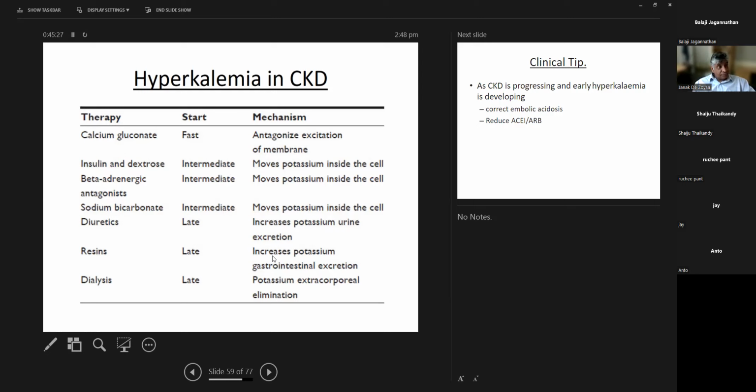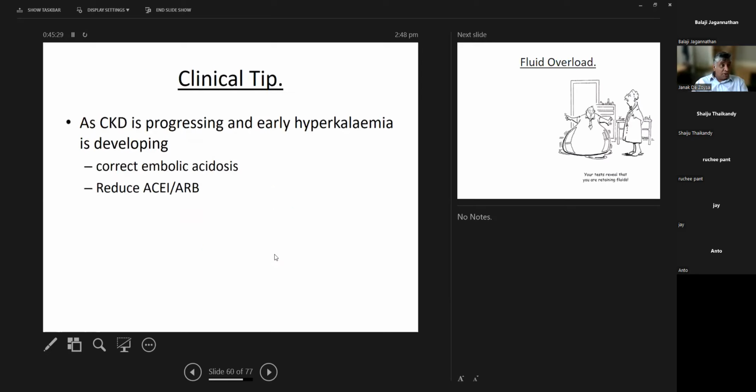So key tip, as chronic kidney disease progresses, you start to get early hyperkalemia. And the first thing we want to do is correct metabolic acidosis, not embolic acidosis, I apologize. And we'll often look to reduce the ACE inhibitors or ARBs.